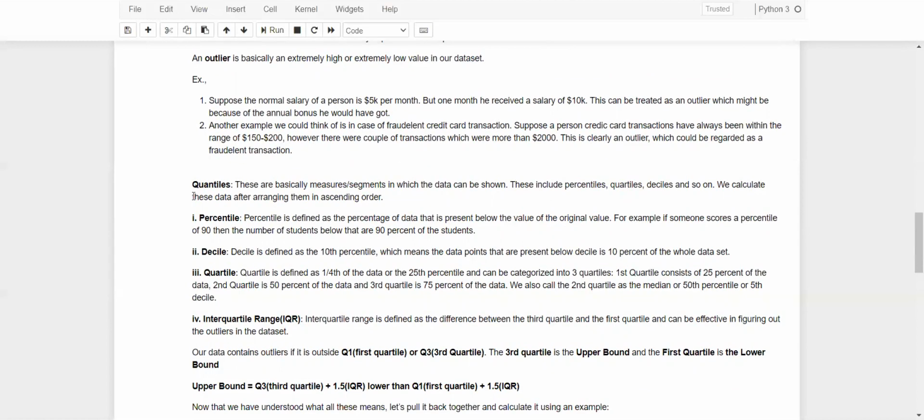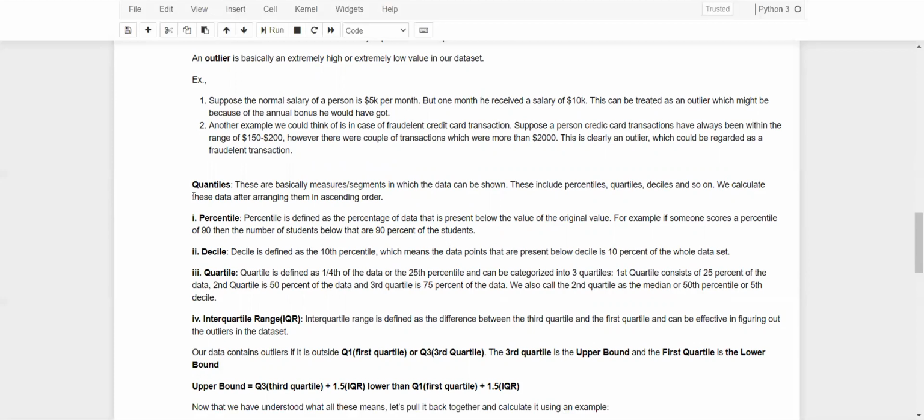So this basically measures the segments of data. How data is divided can be determined using quantiles. So this includes percentiles, quantiles, and so on. And then let's understand what percentile is. Percentile is defined as the percentage of data that is present below the original value. For example, suppose a student scores a percentile of maybe 90 or 95 in an exam. So what that means is there are 90 students who are below him. That's what percentile means.